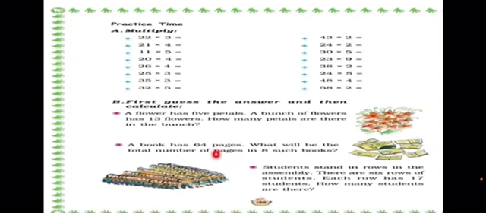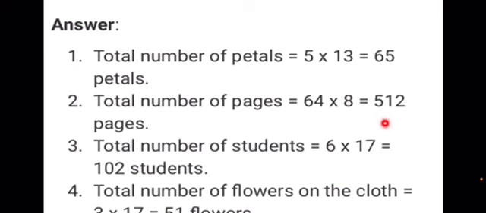Now the next one. A book has 64 pages. What will be the total number of pages in 8 such books? So a book is already having 64 pages. Now we need to find out the number of pages in 8 such books. So 64 is 60 plus 4. So 6 8s are 48. So don't forget the zeros. So 480 and 480 plus 4 8s are 32. So 480 plus 32, 512 pages.